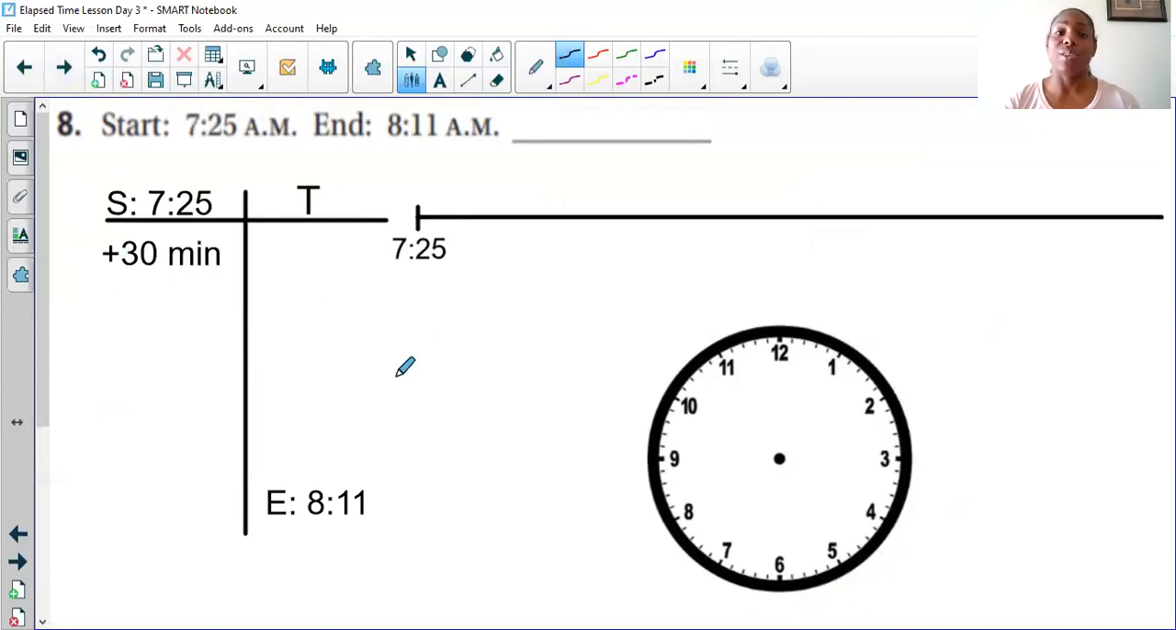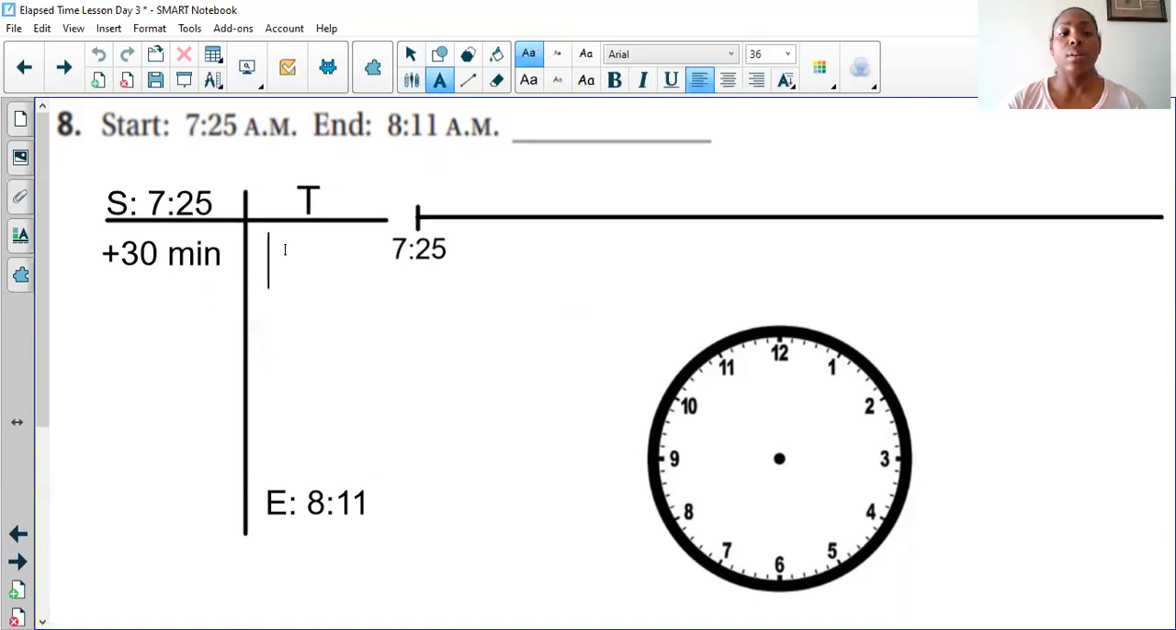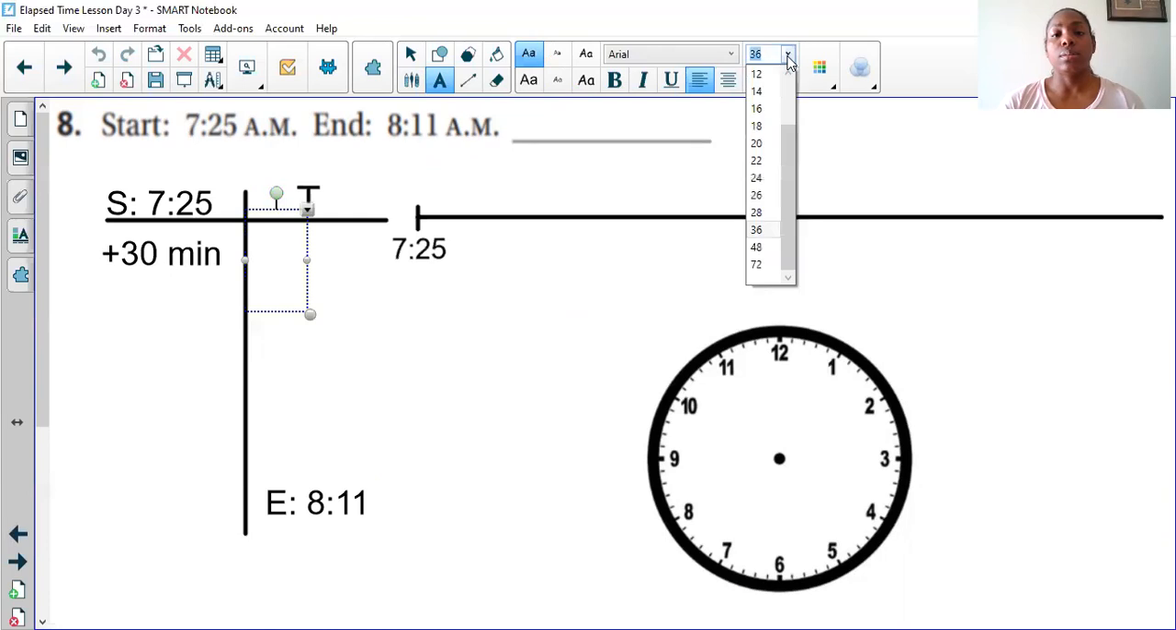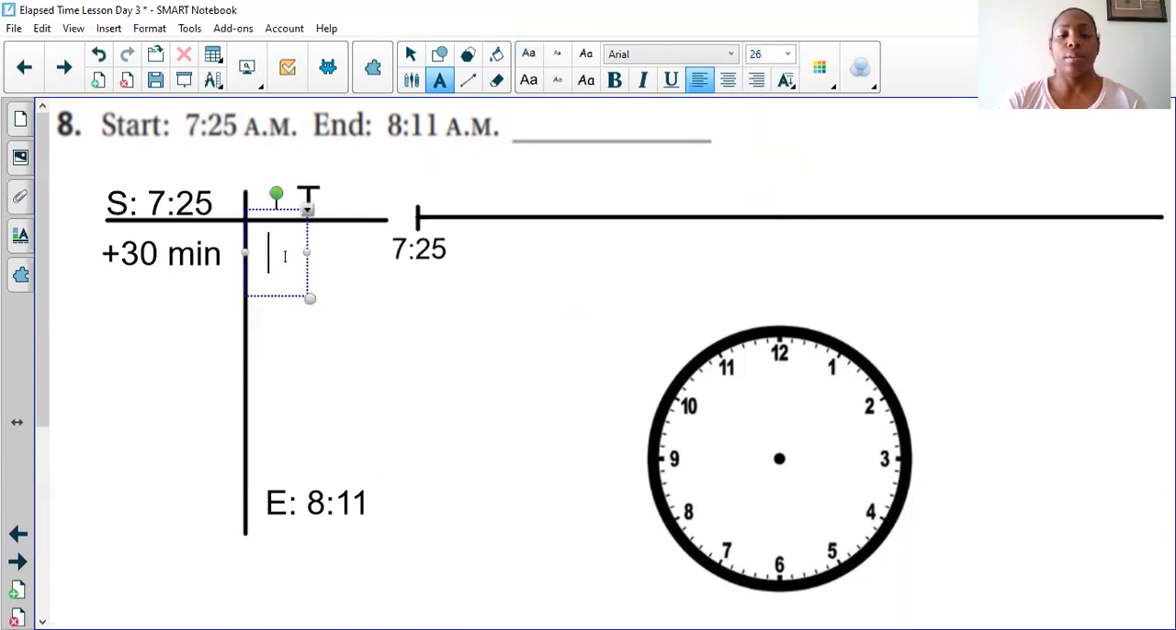So let's take a look at question number 8. So I went ahead and just said, let's just do a 30-minute jump. So what was 7:25 plus 30 minutes equal, because if you notice, I'm trying to get to 8:11 a.m. So we're going to type in 7 what? I add 30 minutes to 7:25. 7:55. Very good.